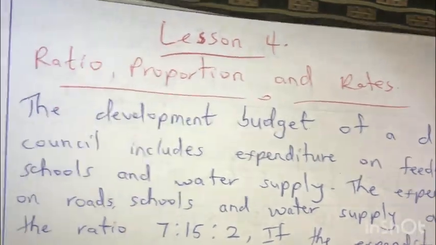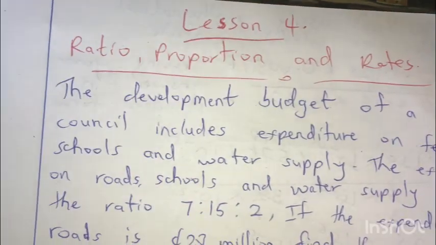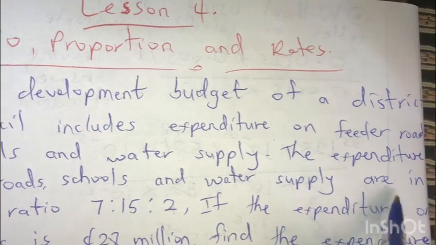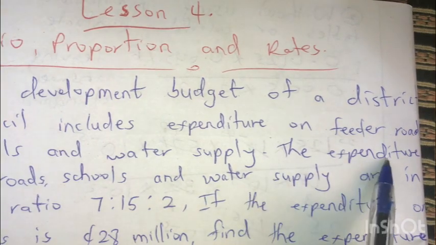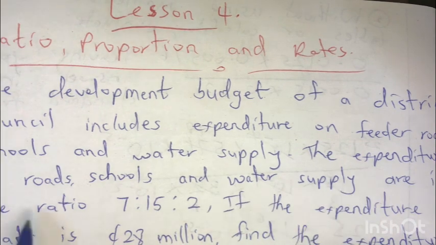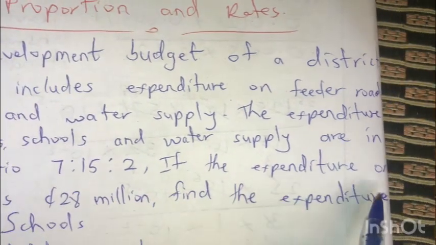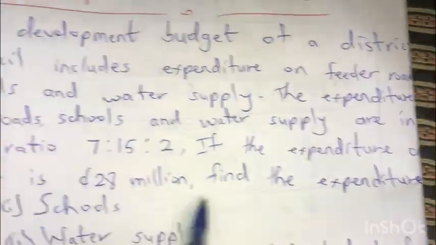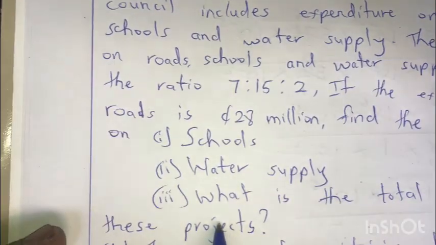So the development budget of a district council includes expenditure on feeder roads, schools, and water supply. The expenditure on roads, schools, and water supply are in the ratio 7:5:2. If the expenditure on roads is 28 million, find the expenditure on schools, then water supply. Then we have another question here.